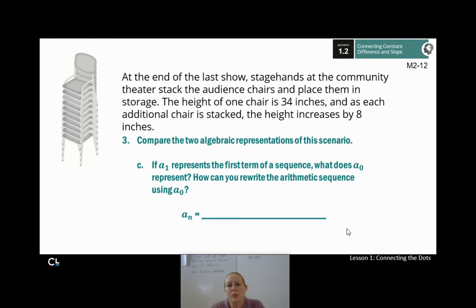So if a sub 1 represents the first term of the sequence, what does a sub 0 represent? And how can you rewrite the arithmetic sequence using a sub 0? You may need to think about that for a bit. Hit pause, give it some thought, hit play, and we'll discuss.